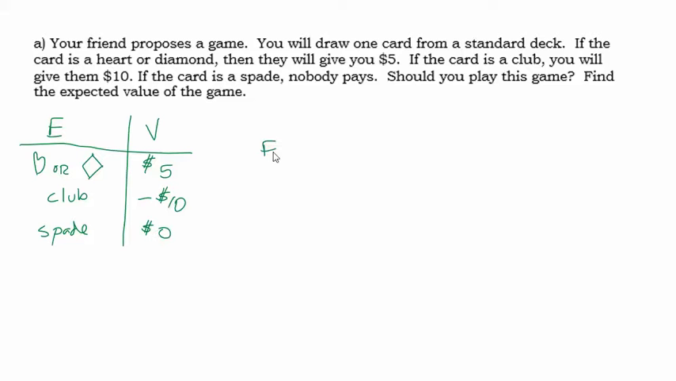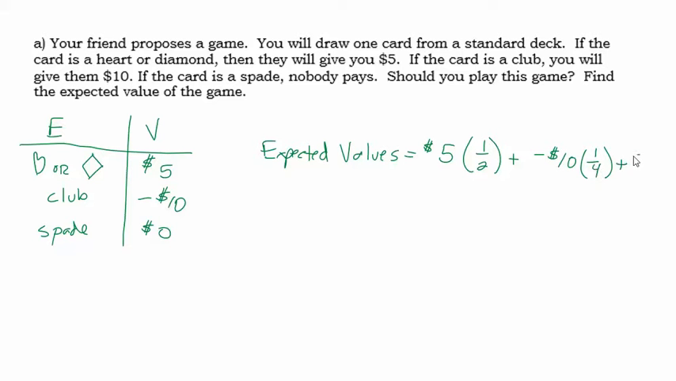So the expected value is going to be the value that an event has, in the first event, $5, multiplied by the probability. So there, half the deck is hearts or diamonds. If I put the hearts or, meaning either or, that's going to be half the deck. The next event has a value of me losing $10, and the probability that I get a club is 1 out of 4. And the last one is 0.